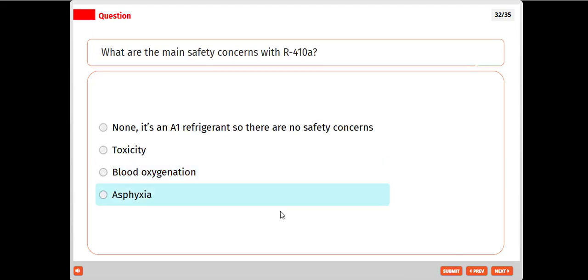What are the main safety concerns with R410A? None. It is an A1 refrigerant, so there are no safety concerns.